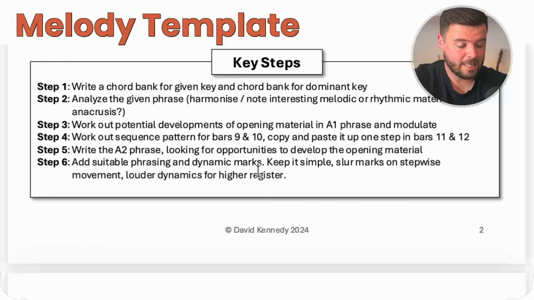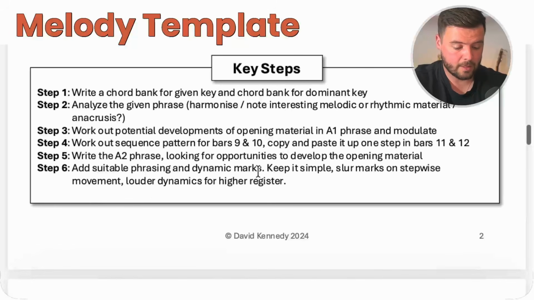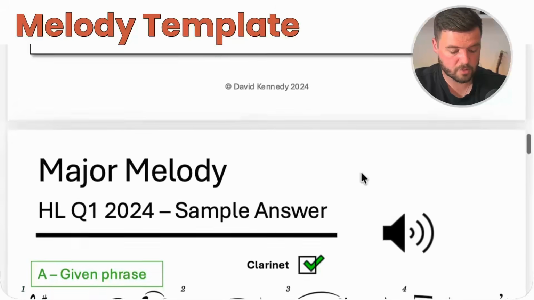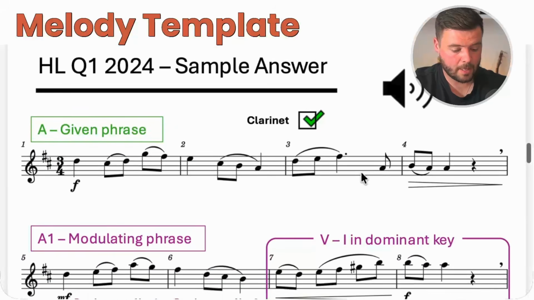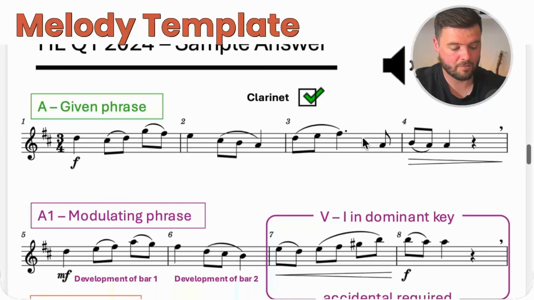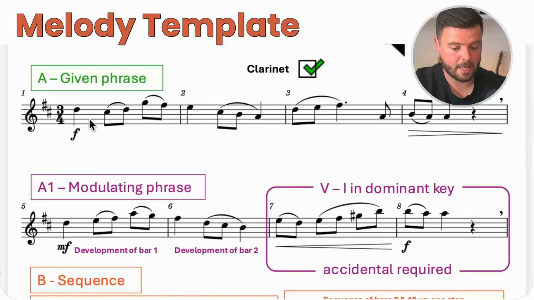But you don't want a million dynamics dotted throughout the whole thing. This is 16 bars of music. A dynamic mark maybe at the start of every phrase, but keep it simple. And what I'm going to do now is scroll down here and you're going to have the sample answer that we came up with. So we have our given phrase there. You can see it's annotated there.